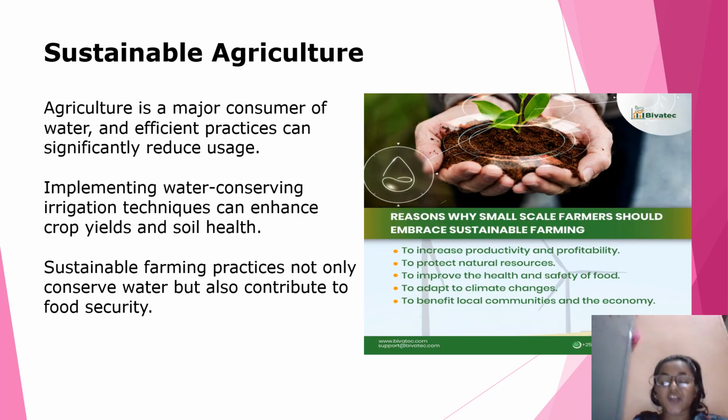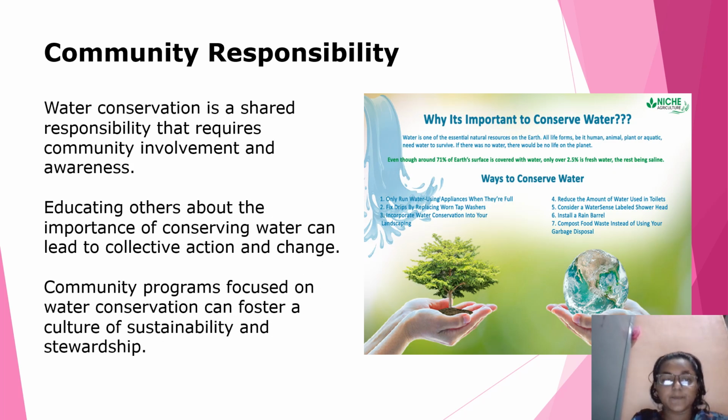Sustainable agriculture. Agriculture is the main consumer of water, and efficient practices can significantly reduce usage. Implementing water-conserving irrigation techniques can enhance crop yields and soil health. Sustainable farming practices not only conserve water but also contribute to food security.